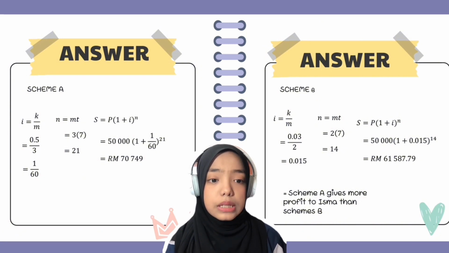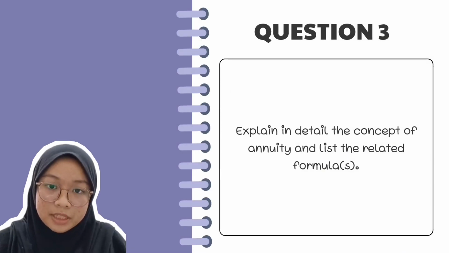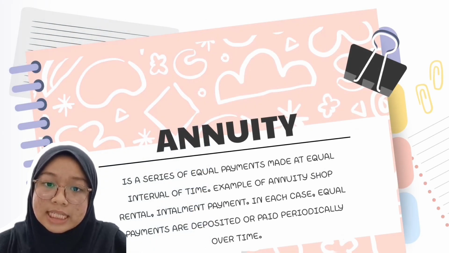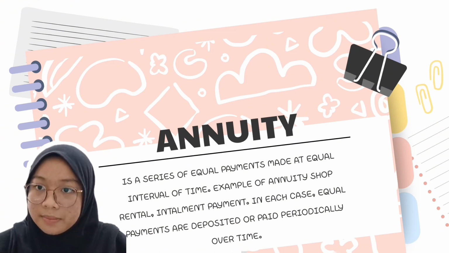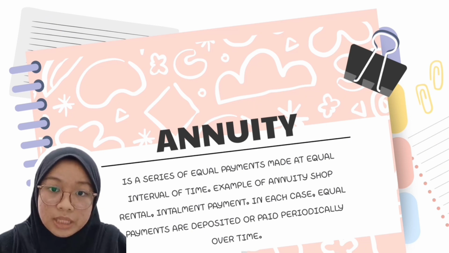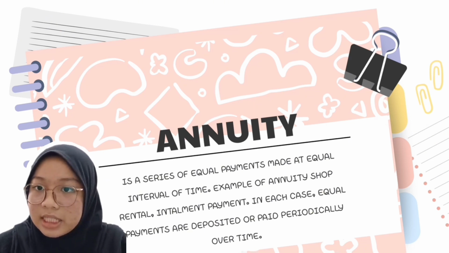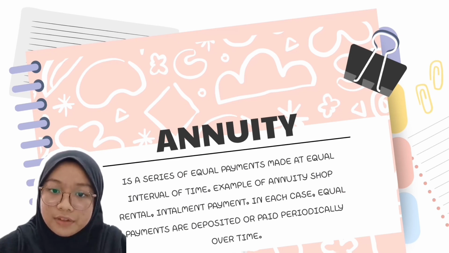So the conclusion is scheme A gives more profit to ISMA than scheme B. For the next chapter, we learn about annuity. What is annuity? Annuity is a series of equal payments made at equal intervals of time. For example, house rental. We pay the same amount at the end of every month. In each case, equal payments are deposited or paid periodically over time.